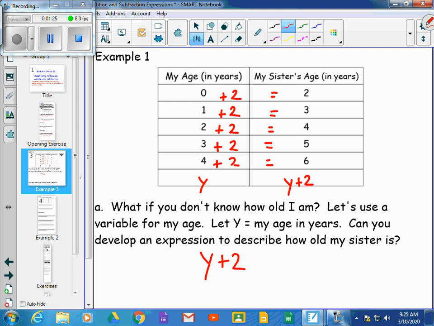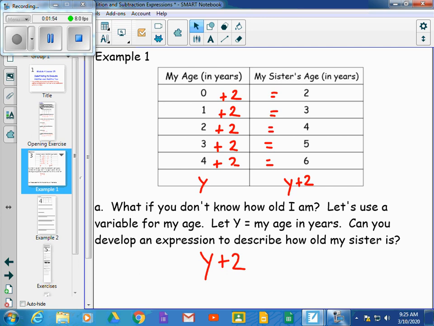Y plus 2 is an algebraic expression that describes my sister's age because it describes the pattern in the relationship between our ages. If I am y years old, she's going to be 2 years older than me. She's going to be y plus 2. And that could be used to figure out any age of my sister if you know what age I am.